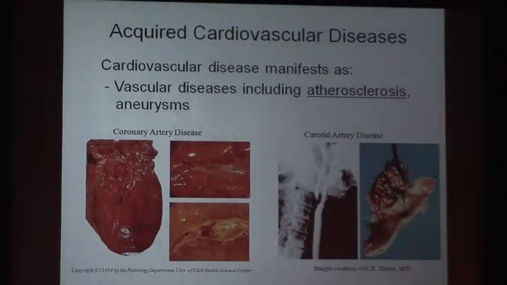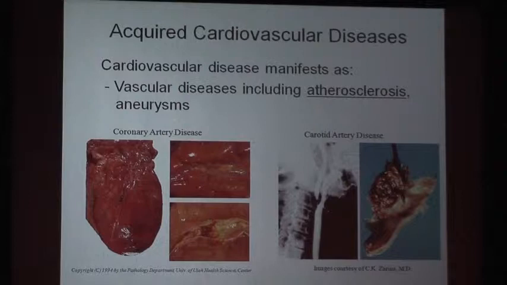So just a little background. Cardiovascular disease manifests as vascular diseases, including atherosclerosis and aneurysms. The leading cause of death in the U.S. is heart disease, and that is primarily because of blockages in the coronary arteries, atherosclerosis in the coronary arteries, that then reduces the blood supply to the muscle of the heart, and that's the primary cause of heart attacks.